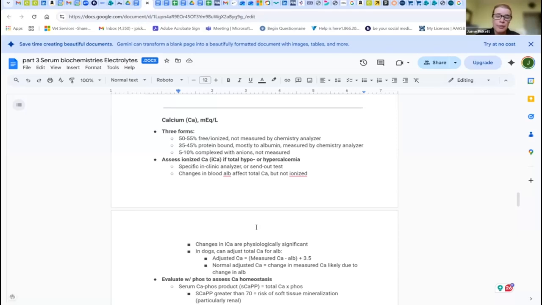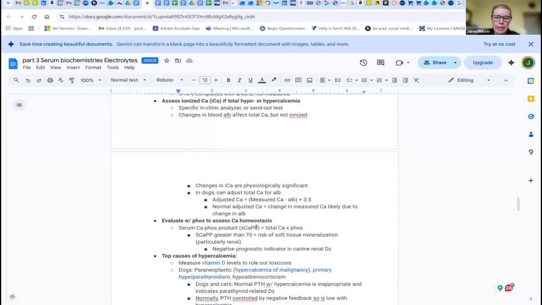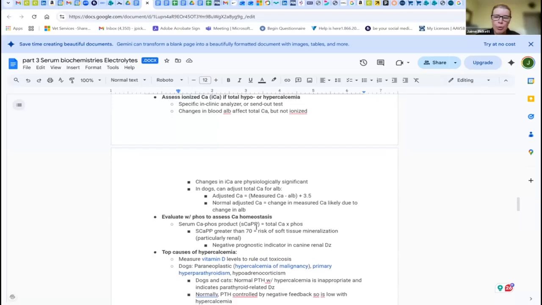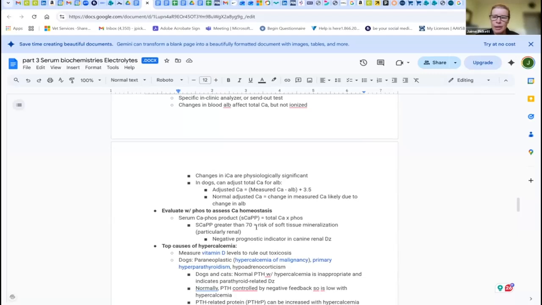We can also measure vitamin D levels if we're worried about toxicosis. So, if you have hypercalcemia and you're worried they got into something, go ahead and measure the vitamin D.